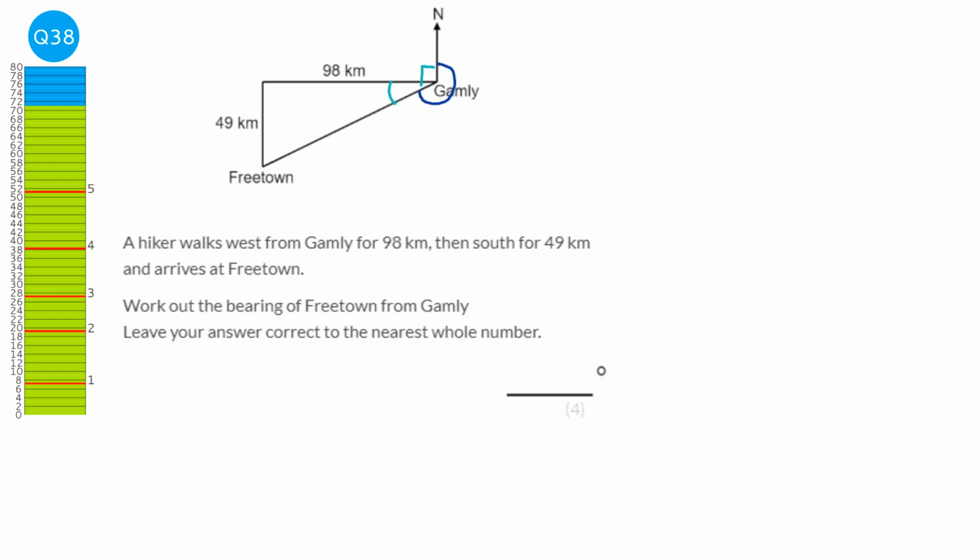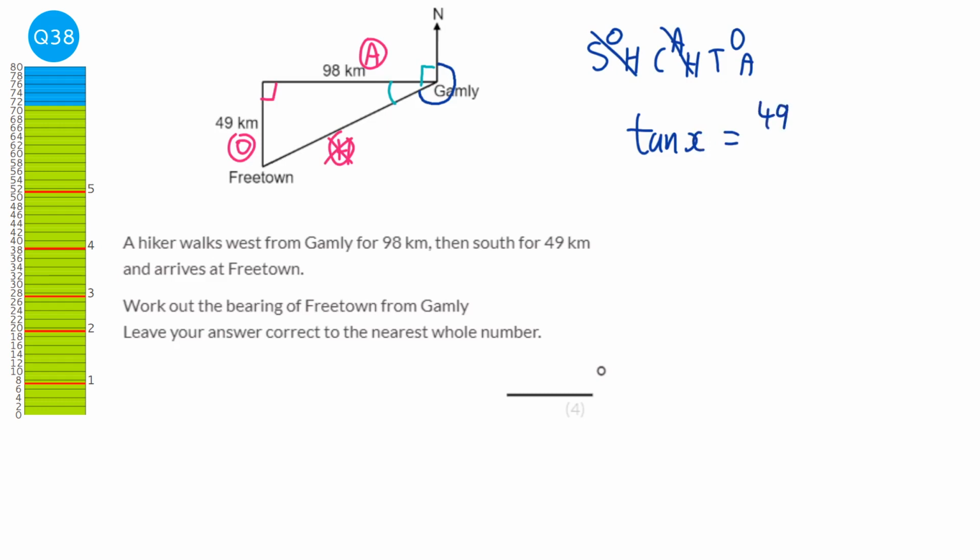So we're going to start by labelling the sides. Well, we've got a 90 degrees here, we've got hypotenuse here, we've got the adjacent here next to the angle, and we've got the opposite, which is across from the marked angle. Here we're not using the hypotenuse, so we can cross that out. And we can do our SOHCAHTOA. And the only one that doesn't have the hypotenuse is TOA. And so we're doing tan x equals the opposite, which is 49 over 98.